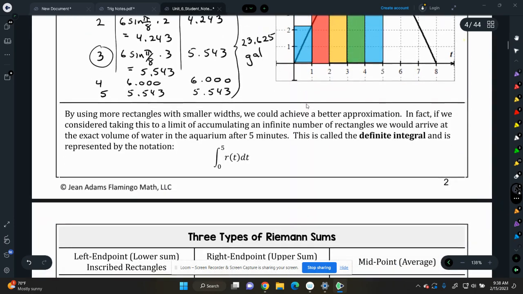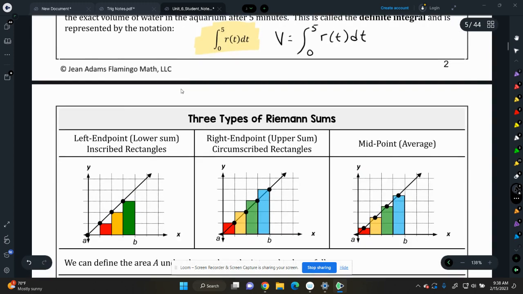So what we just did is what we call a definite integral. We integrated from 0 to 5. That's the symbol for integrating. We integrated the function r of t dt. That gave us the volume of that curve. That gave us the area under the curve. Okay, let's look at some other examples.